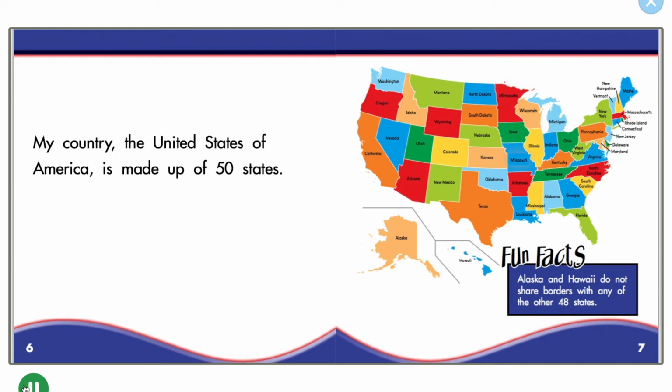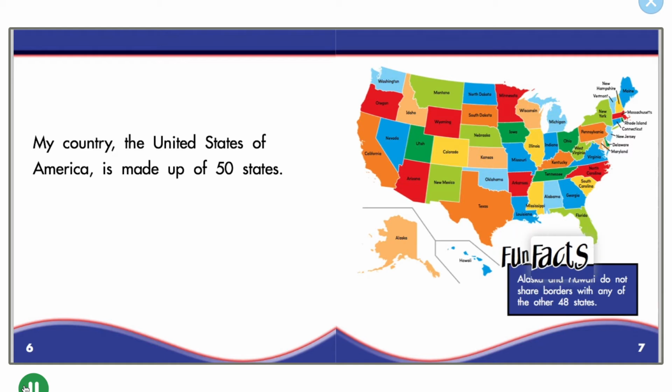Minnesota, Iowa, Missouri, Arkansas, Louisiana, Wisconsin, Illinois, Michigan, Indiana, Kentucky, Tennessee, Mississippi, Alabama, Ohio, West Virginia, Virginia, North Carolina, South Carolina, Georgia, Florida, Maine, New Hampshire, Vermont, Massachusetts, Rhode Island, Connecticut, New Jersey, Delaware, Maryland, Pennsylvania, New York, Alaska, Hawaii.